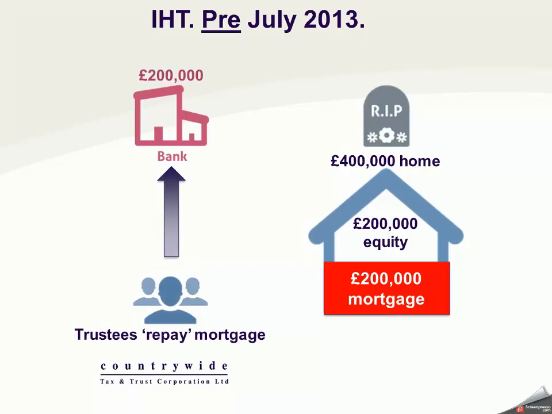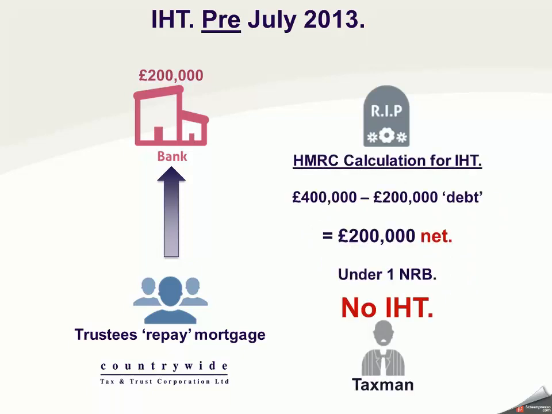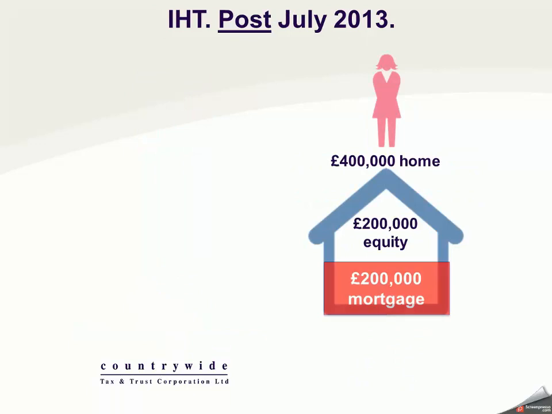The trustees will do what they always do and pay the mortgage off directly. That was what they were tasked to do. And pre-July 2013, the equity in the property is only £200,000, of course. The life policy is out of the estate for IHT, so no tax to pay. We all know that. That changed in July 2013.